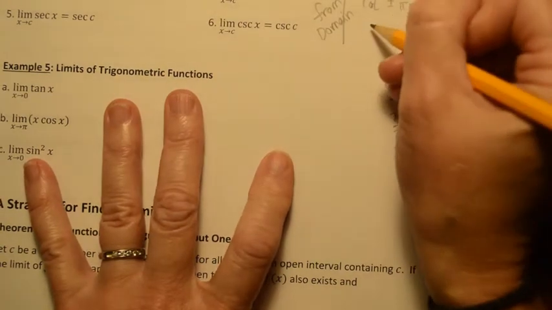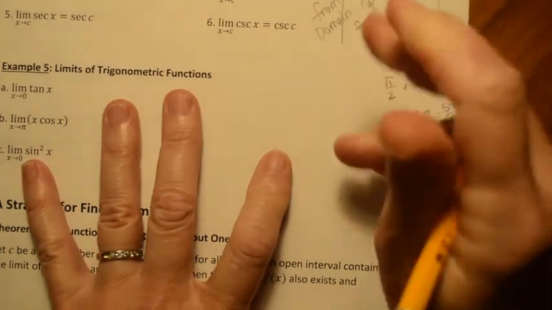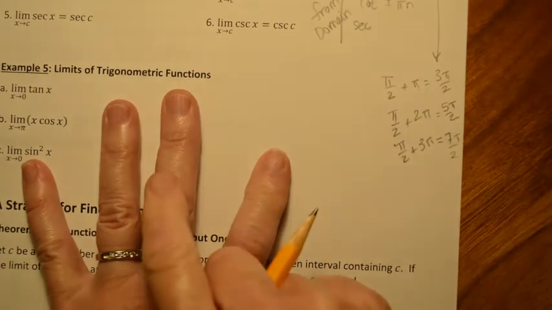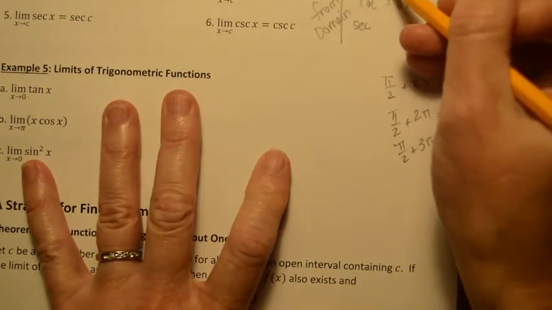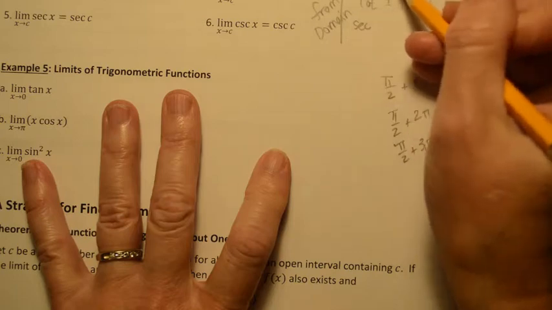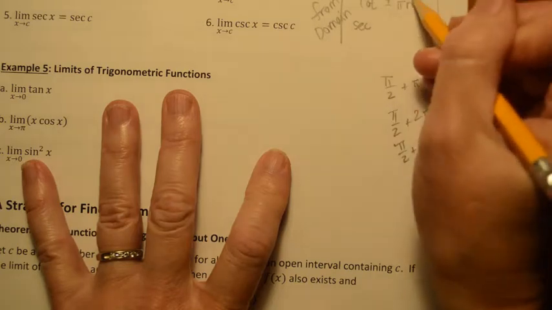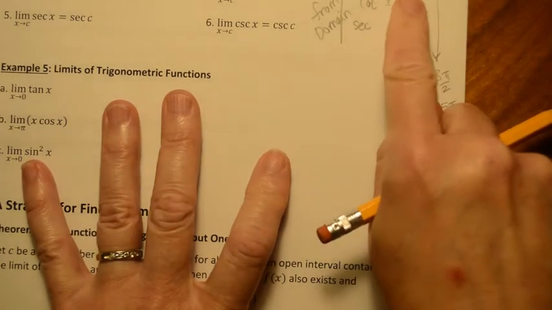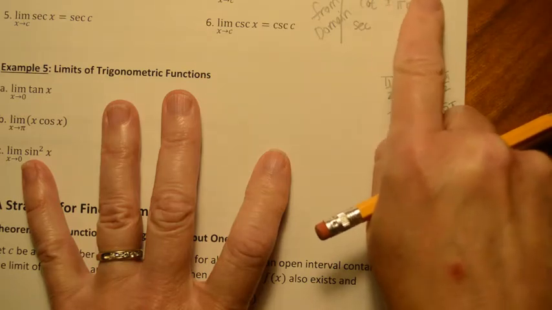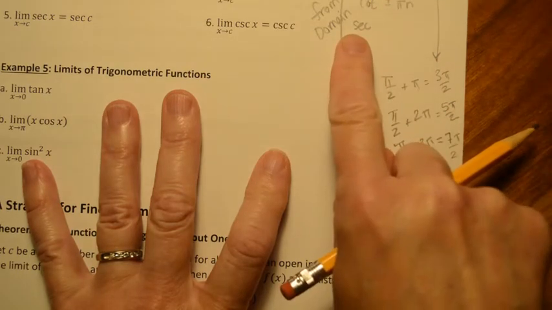All right, and then secant is exactly the same as tangent. Again, if you think about this, tangent is sine over cosine. So really what we're looking for is where is cosine 0? That's what makes these things no longer in the domain of tangent. Secant is 1 over cosine.